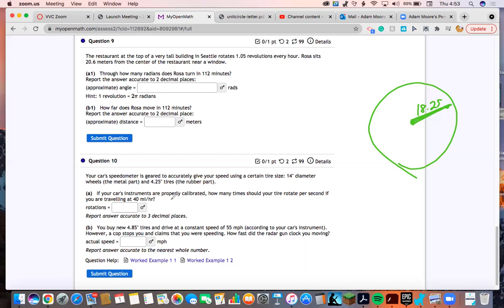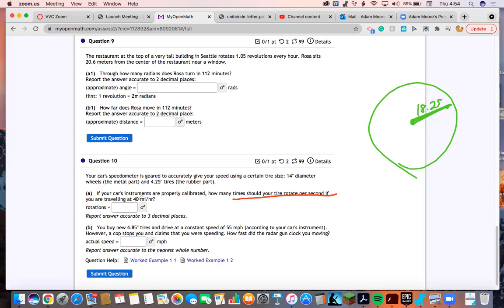So they're saying, well, okay, how many times should your tire rotate per second? So how many revolutions per second is sort of what they're asking for. How many times should your tire rotate per second? I'm going to call that revolutions per second, or you can call it rotations if you want to.